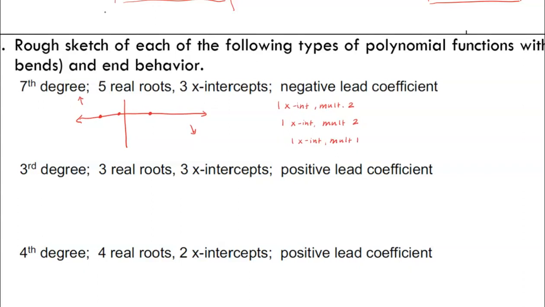So if it has a multiplicity of 2, then we know it's going to come down like this. It could bounce there. It could come like this, and then it could bounce again there. And then it could come like this, and then it could just go straight through here and down to the negative.